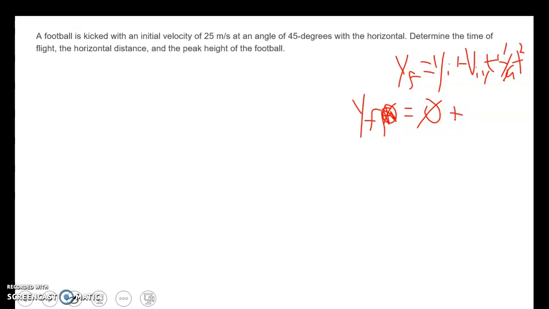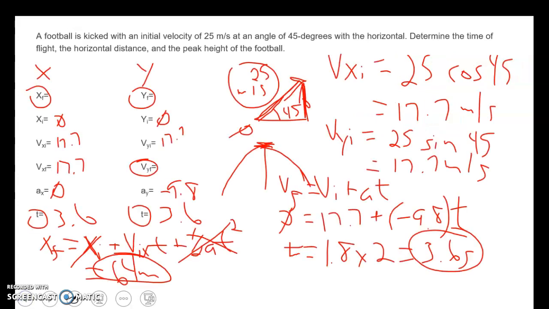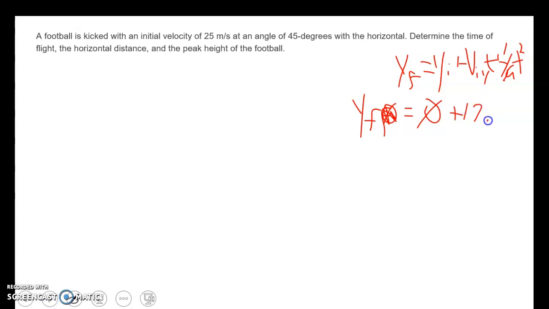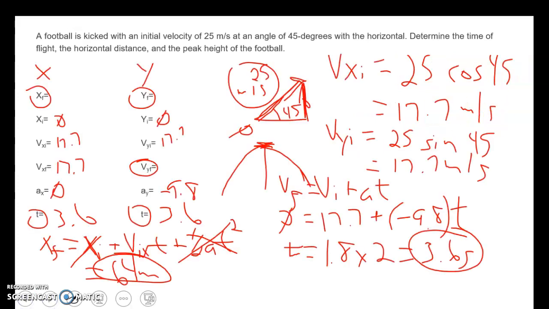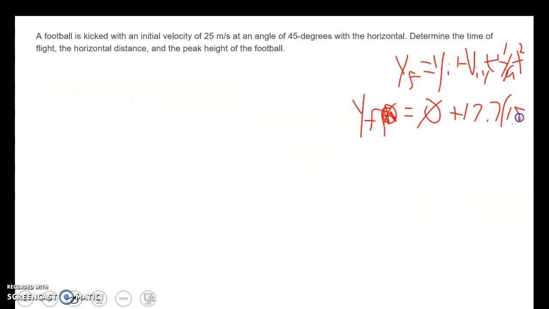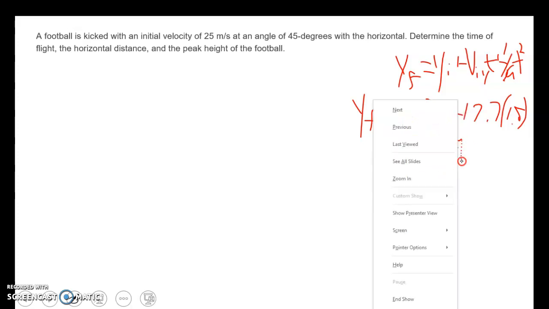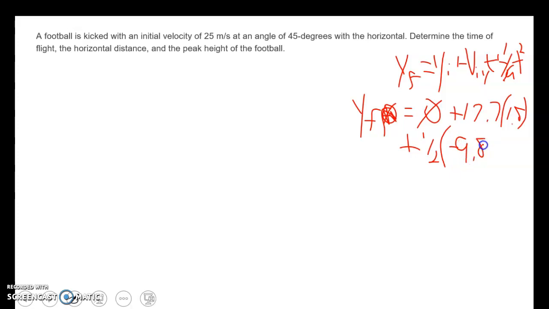Plus my initial y velocity, which you'll recall from our work is 17.7, times our time. We want to be aware our time is 3.6 total, but 1.8 to go up, so I want to make this 1.8. Then I add to that 1/2 times negative 9.8 times 1.8 squared. It's just a bunch of button mashing, but if you keep track of your positives and negatives, you should get 16 meters. And that's our max height.